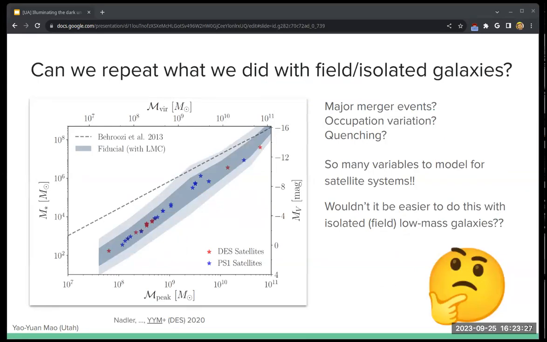I'm a little bit out of time, but maybe I can do this. So you might just ask, why don't we just redo this with field galaxies? Then we solve all the problems. We're spending so much time talking about galaxy halo interaction, host satellite interaction, all this complication going into the galaxy halo connection models. Why don't we just do field galaxies? Well, because it's very difficult to find them, right? Because you don't know where to find those field galaxies.